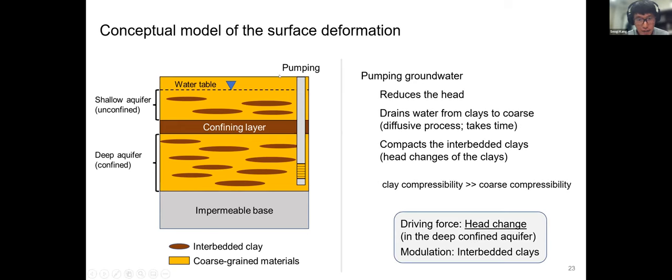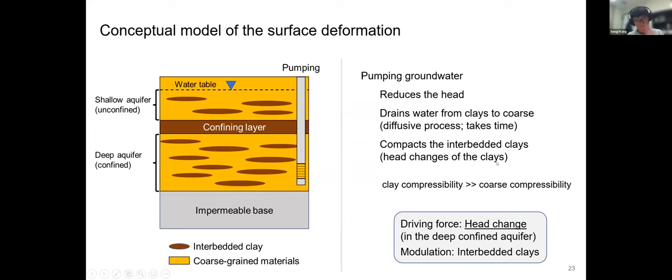When you are pumping from this deep confined aquifer, it reduces the head, and that generates a head gradient between the clays and the coarse-grained materials. And that gradient drives a drain of the water from clays to coarse. It is a diffusive process and takes time, because of the very low hydraulic conductivity of the clays. And this draining process, due to the hydraulic gradient, compacts the interbedded clays. The reason a major compaction is happening in these interbedded clays is that the clay compressibility is much larger than the coarse-grained materials.